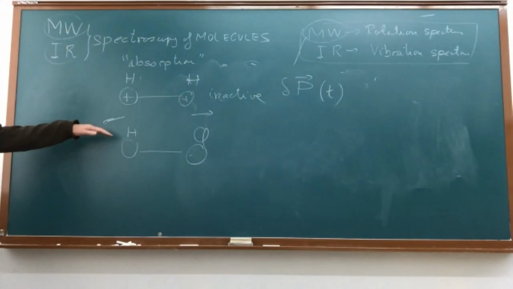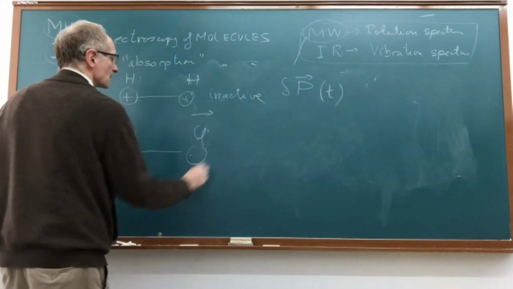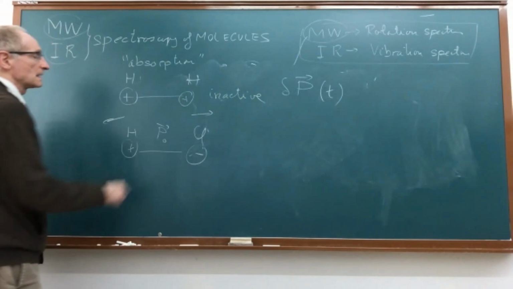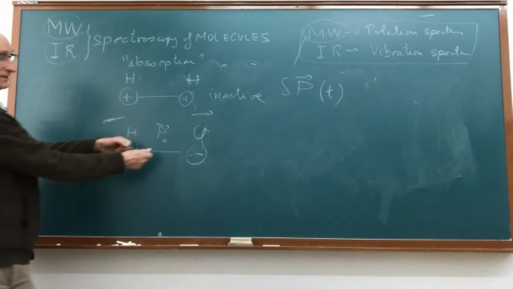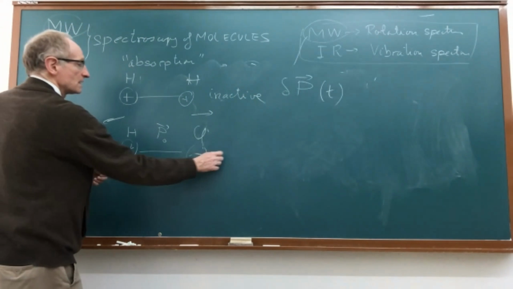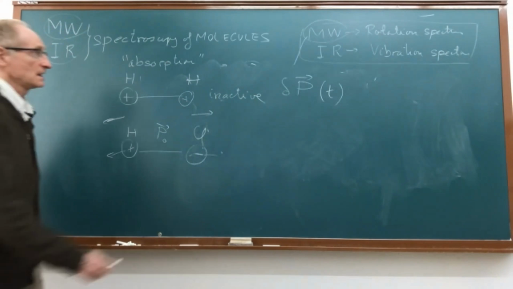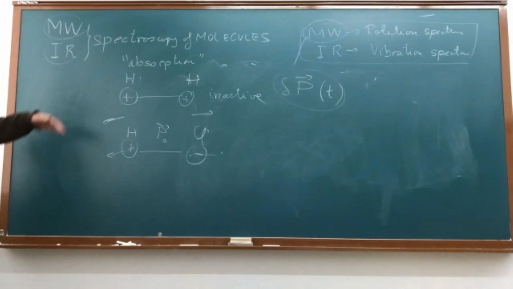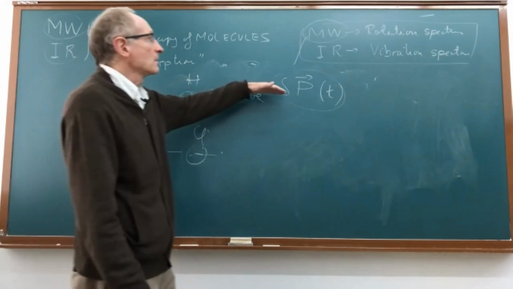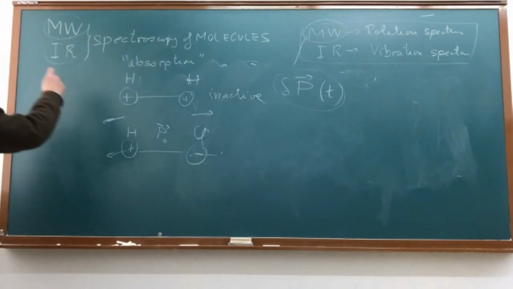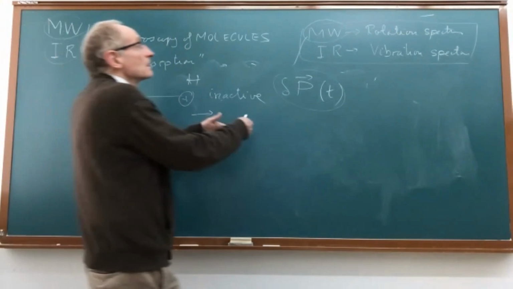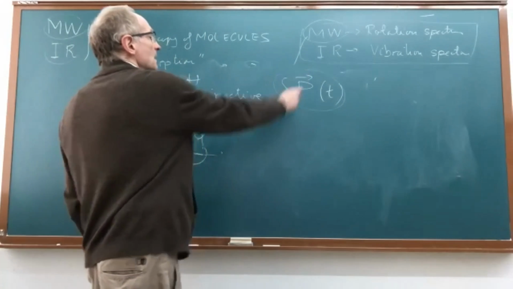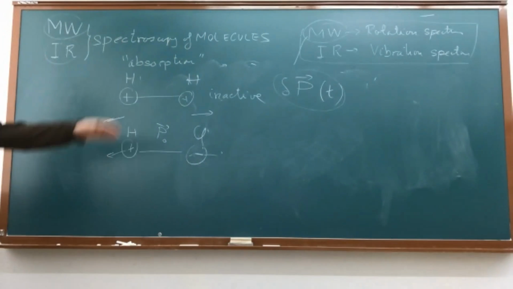In the case of hydrogen chloride, this is negative, this is positive. It has a permanent dipole moment, but this dipole moment also changes if this thing oscillates. So this creates a delta P, which is a function of t. So basically, from the physical viewpoint, a molecule is going to be infrared active if a mode induces a time-dependent dipole moment.